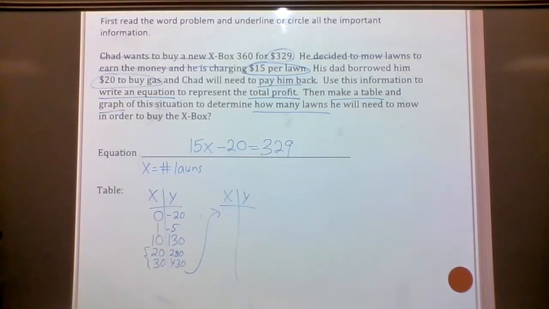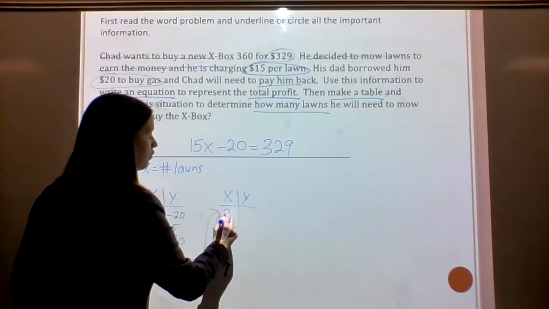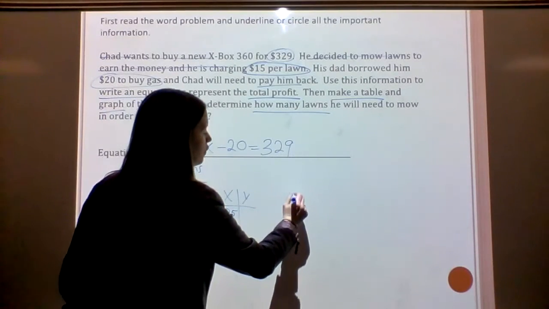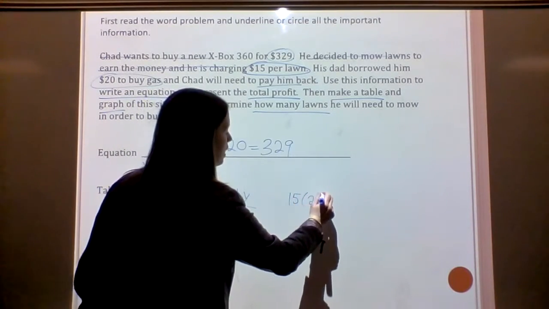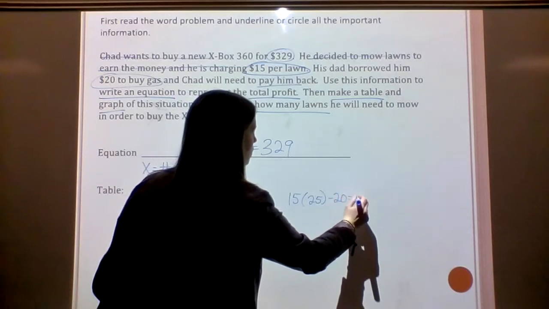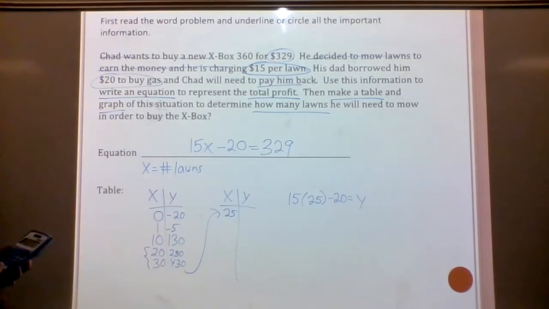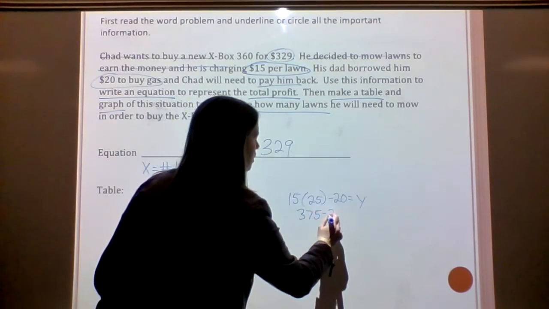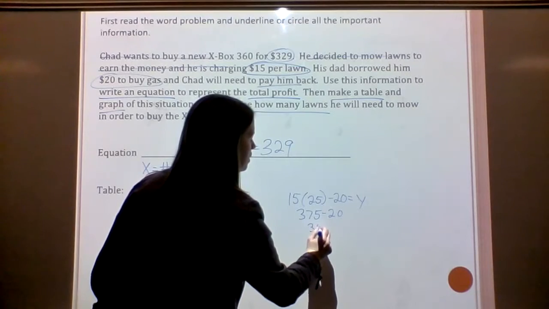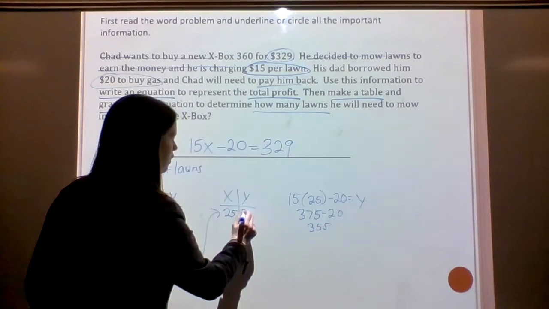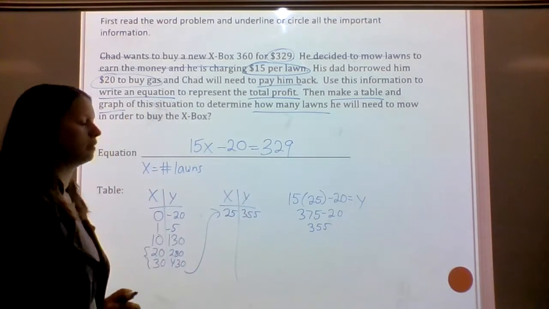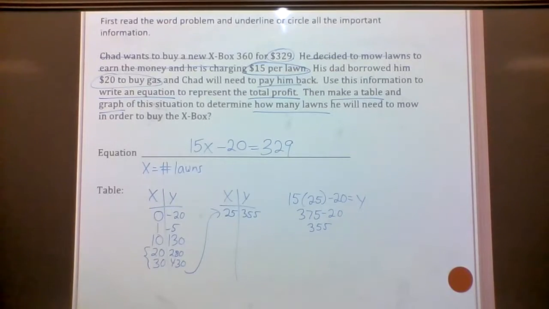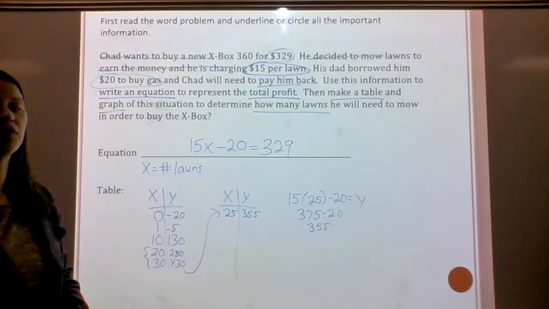Between 20 and 30, let's just go with a good 25. So 15 times 25 minus 20 equals something. 15 times 25 is 375. 375 minus 20 is 355. That's a little bit more than he needs, but we're getting closer. So now we can narrow it down between 20 and 25.